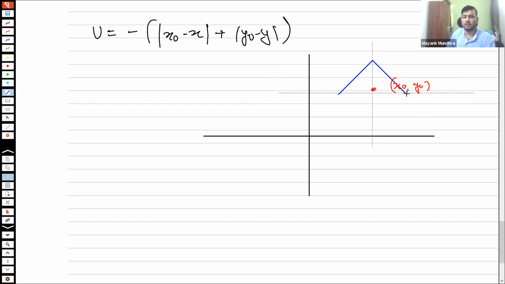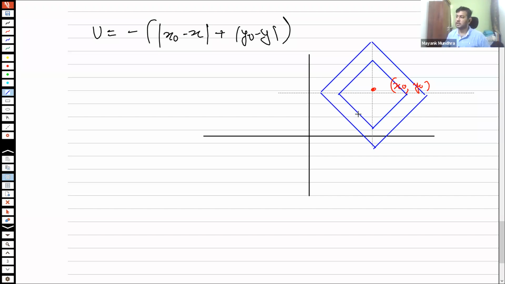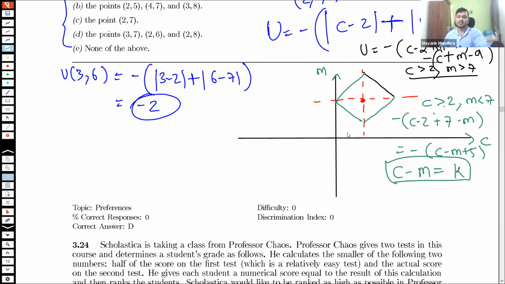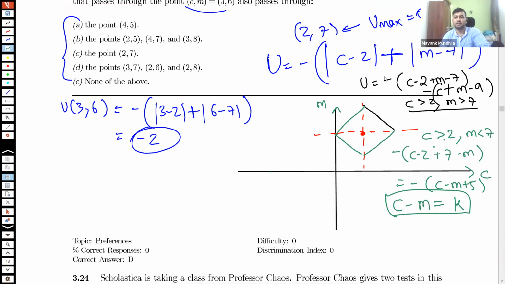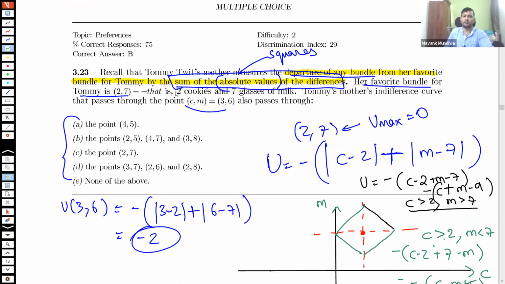Okay, you get the idea. I'm trying to be unnecessarily meticulous, but you get the idea. So the ICs are going to look like this. Okay, so they are going to be rotated squares. So that is going to be the shape of the indifference curves. Regarding a question like this, you can just substitute the values and check which of these is giving a similar utility as the point mentioned, 3,6. So just substitute these values in the utility function and check which of them is giving the same utility, minus 2.